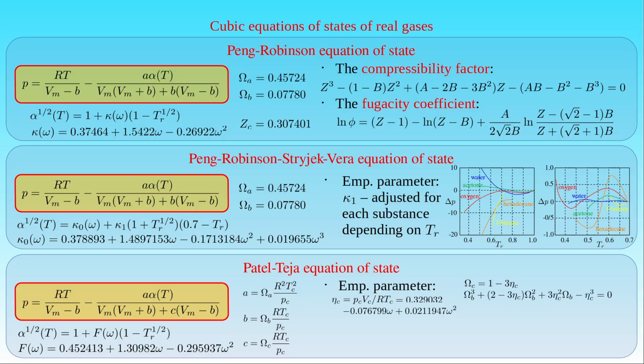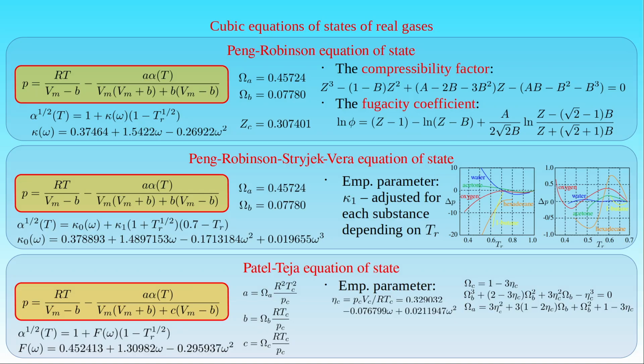whereas the second equation states that omega B cubed, plus 2 minus 3 times eta C times omega B squared, plus eta C cubed times omega B, minus eta C cubed is equal to 0. The smallest positive root of this cubic equation gives the factor omega B, which can be substituted into the third equation expressing the factor omega A by 3 times eta C squared, plus 3 times 1 minus 2 times eta C times omega B, plus omega B squared, plus 1 minus 3 times eta C.